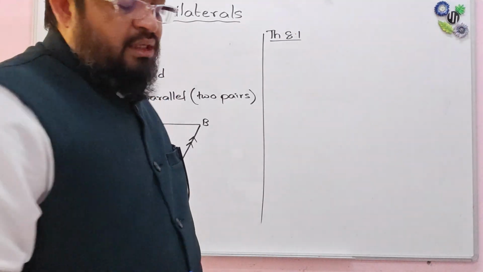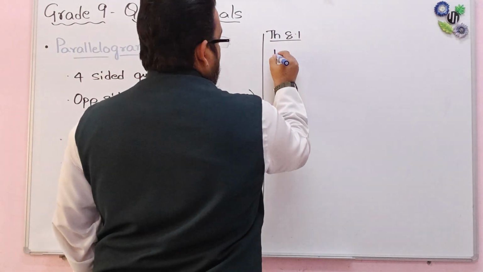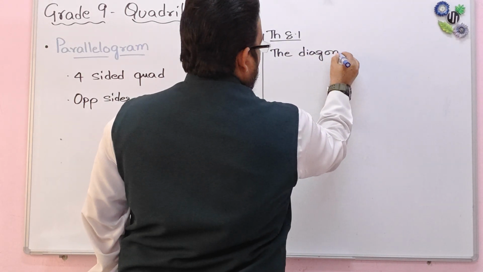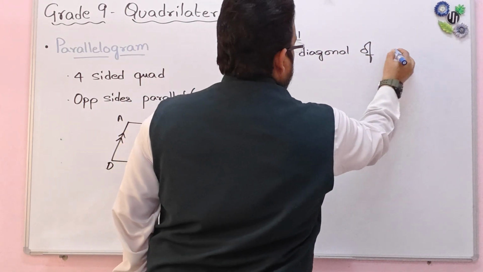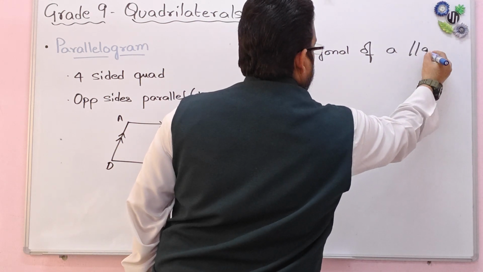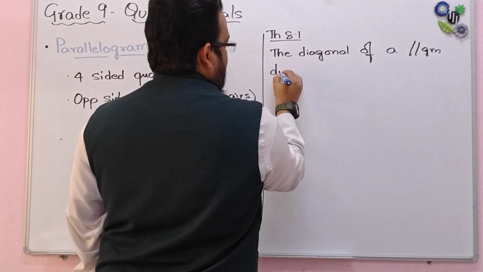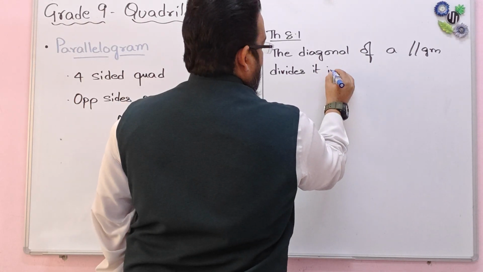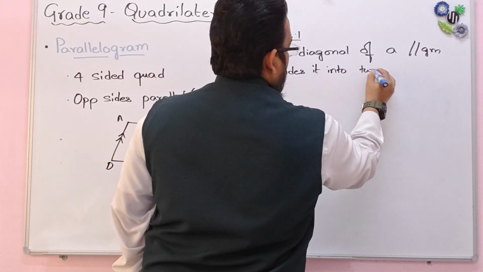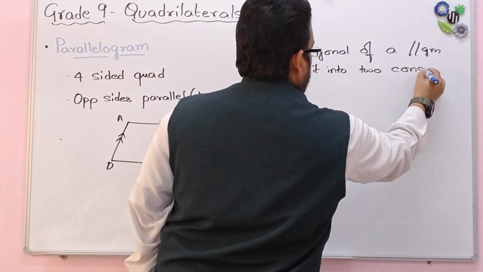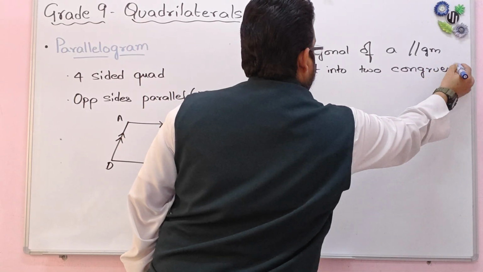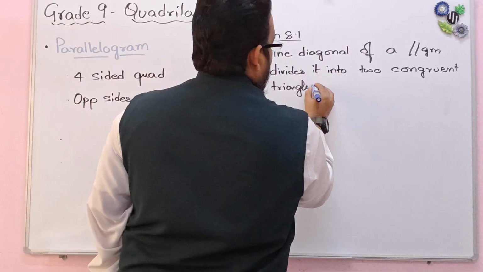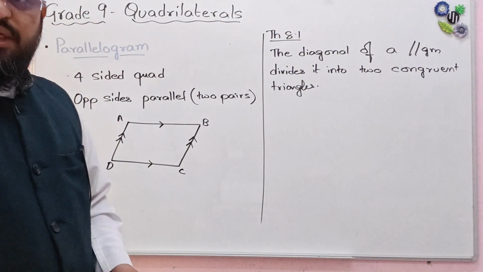The first theorem is: the diagonal of a parallelogram divides it into two congruent triangles. So that means what? Let me show in this figure.